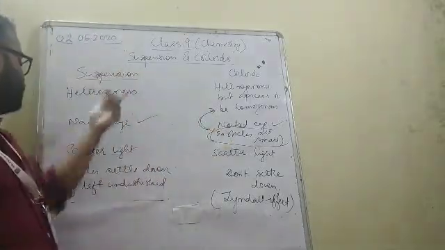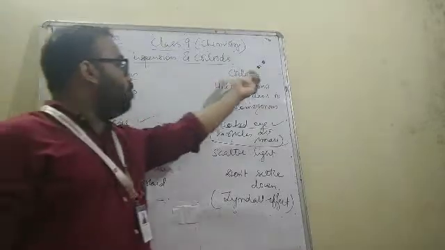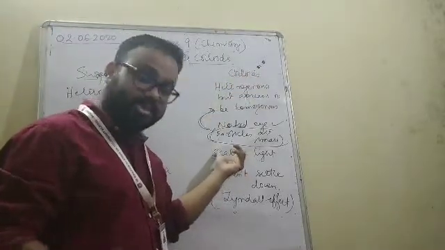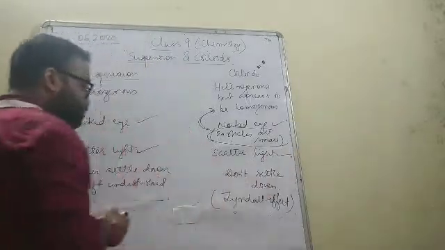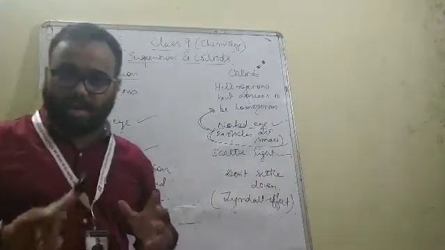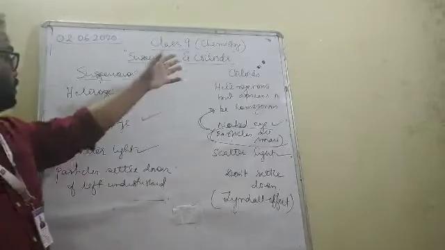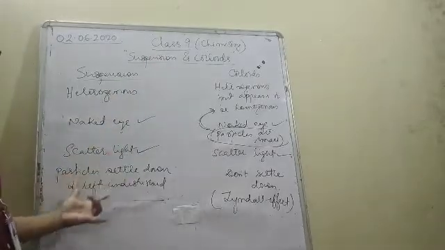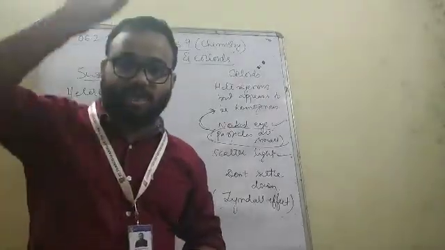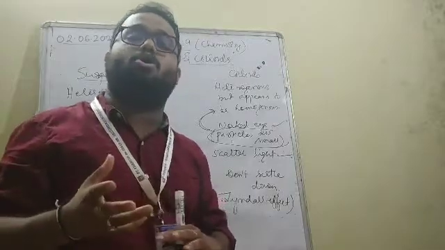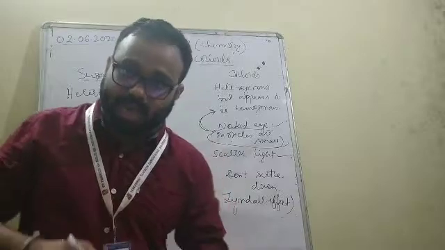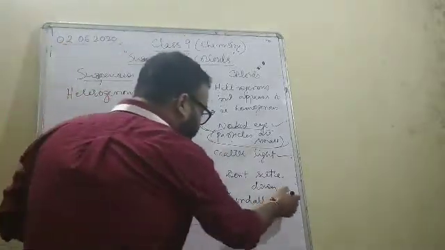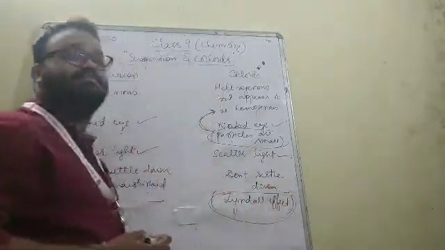Then suspension scatters light and colloids also scatter light. So both of them have this common property, they scatter light. Then comes whether particles settle down if left undisturbed. Means if we leave a suspension undisturbed, the particles will automatically settle down. But colloids are particles that don't settle down. As a result, students, colloids show a different thing which is called the Tyndall effect.